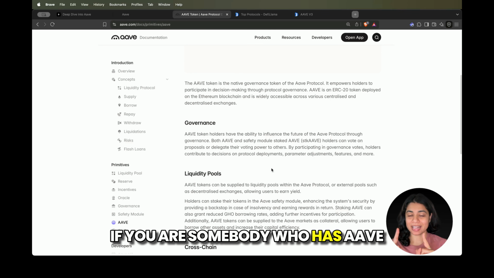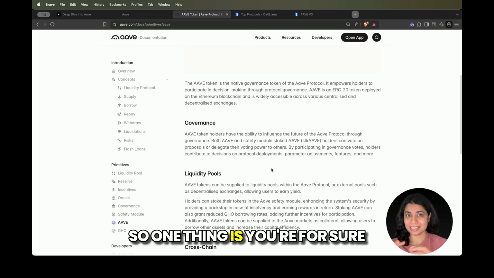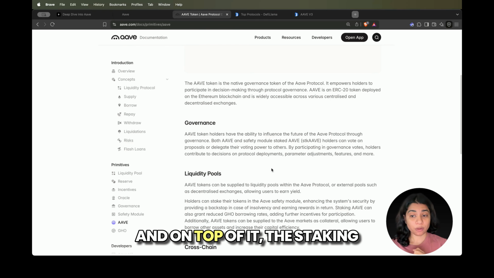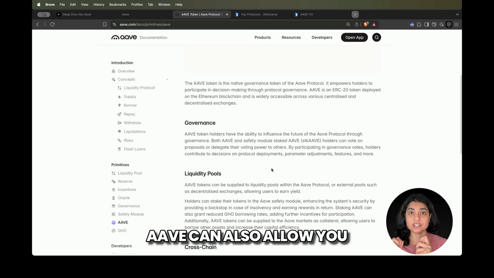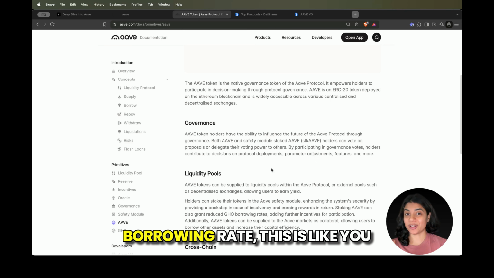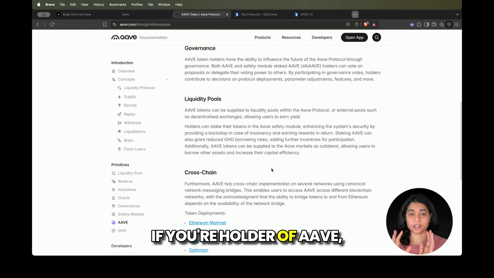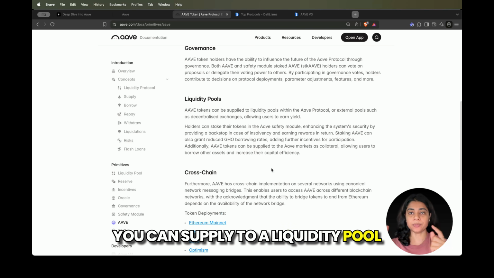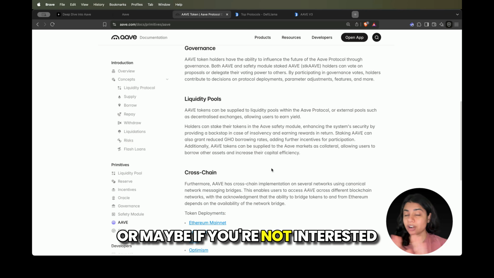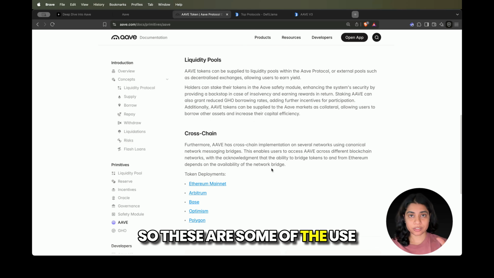And if you're somebody who has Aave and who has staked Aave, there's another good news for you. One thing is you're for sure ensuring the security of the system and you're earning rewards in return. And on top of it, staking Aave can also allow you to access GHO, the native stablecoin, at reduced borrowing rates. So you are getting multiple layers of incentives when you hold Aave. If you're a holder of Aave, you can supply it to a liquidity pool for interest. You can take a loan by supplying Aave as collateral, or maybe if you're not interested in the liquidity pool, you just want to stake it, you can stake it. So these are some of the use cases for the Aave token.